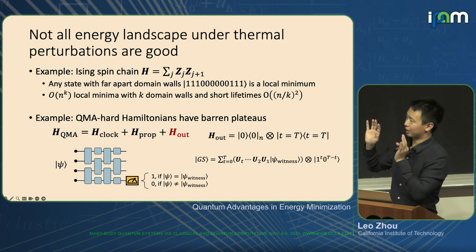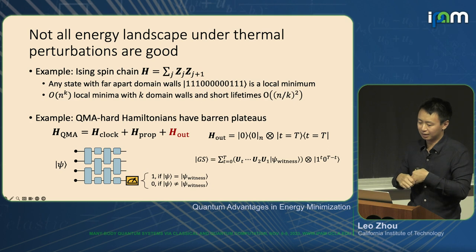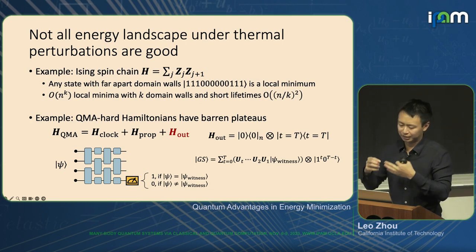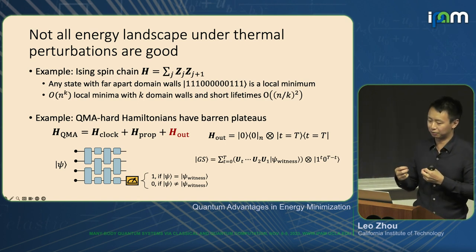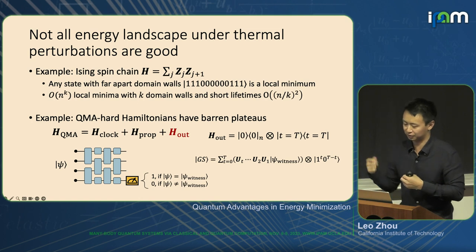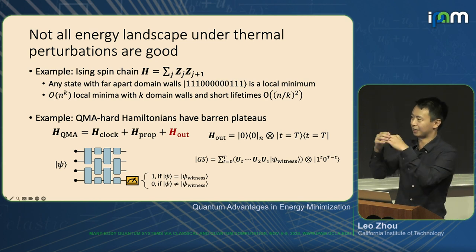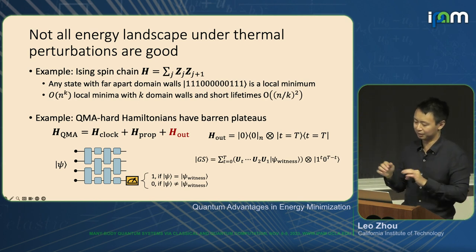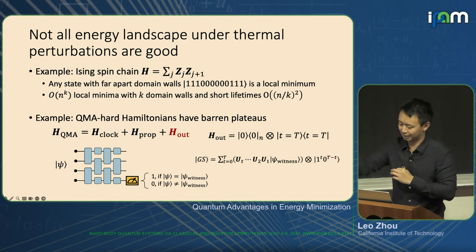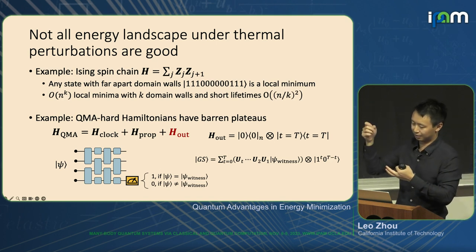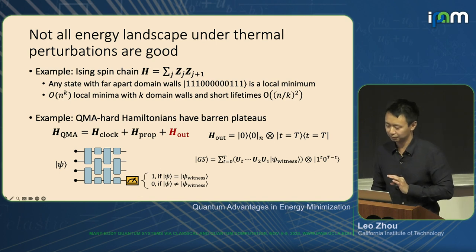But here's a more drastic example of a bad energy landscape. If you have QMA-hard Hamiltonians, what happens is that you're trying to find a particular witness quantum state that gives you an output of a local observable that's either one or zero. That also means that for many, many quantum states that are not close to the witness state, the energy is essentially flat in these QMA Hamiltonians. So you have these barren plateaus. Only for the specific state that the QMA circuit accepts as a witness are you able to get this dropping energy. So this is an example where even under thermal perturbations, there are a lot of barren plateaus.